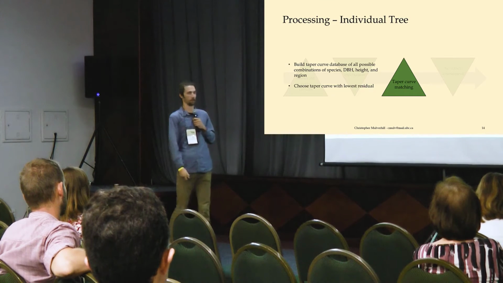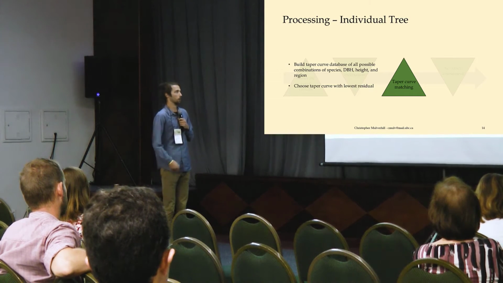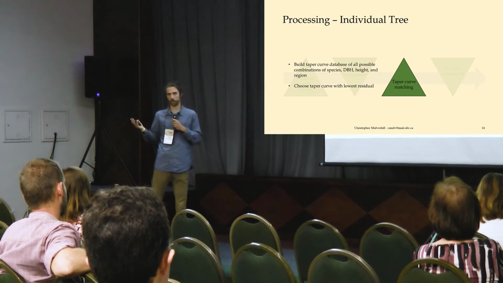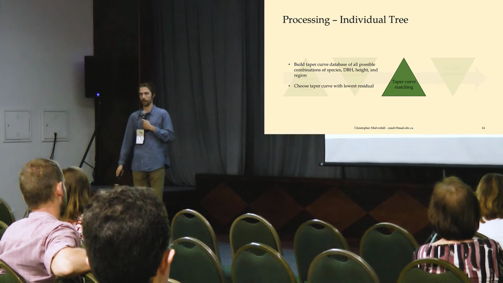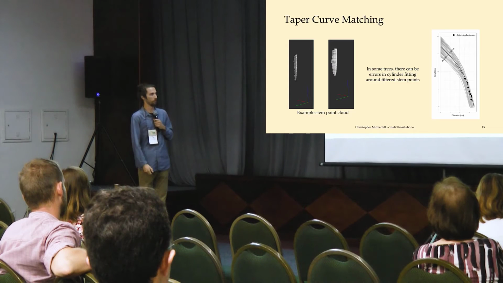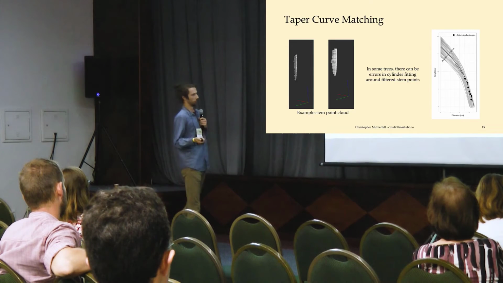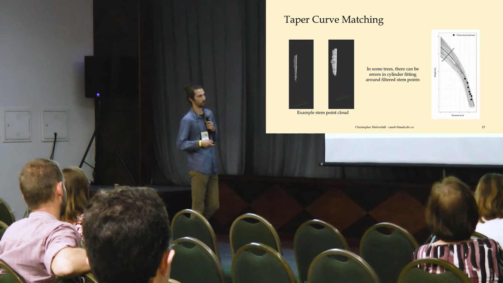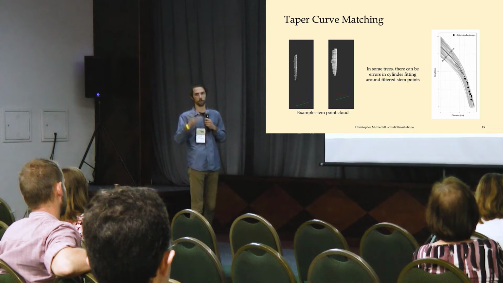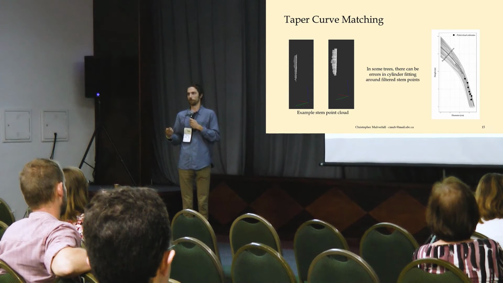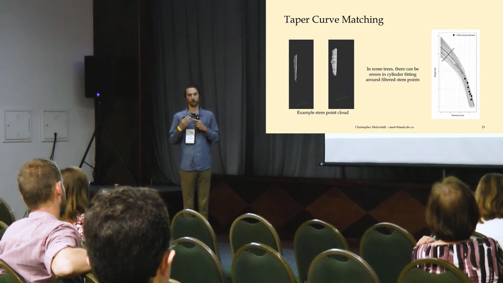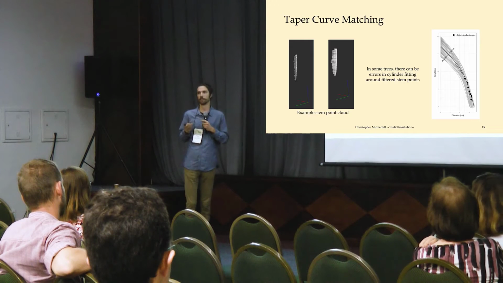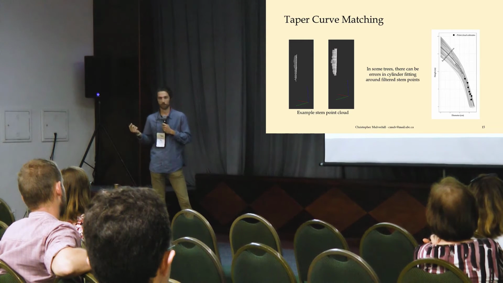Finally, because there could still be some errors in the fitting of those diameters of the stem, we did this taper curve matching approach using all possible taper curves for the entire area. The taper curve, for those that don't know, is essentially just predictably how the diameter of the tree decreases as you move up the stem. And there are these taper curve models for combinations of species, deviation, and height for the entire study area.